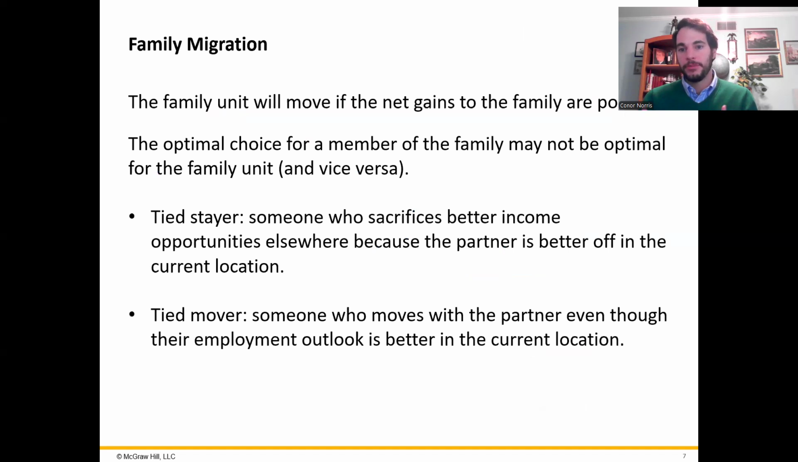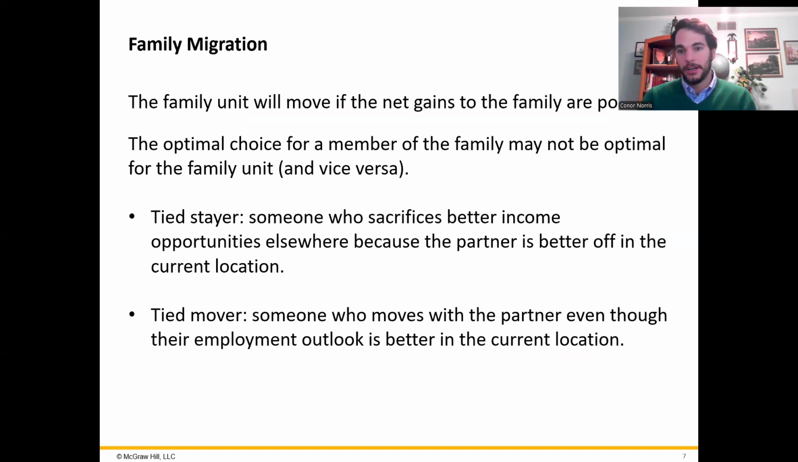Now, family migration becomes more difficult. So for young people, when they're single, it's easy for them to move. They only have to worry about really themselves, what makes sense for them given their career and the costs that they're facing. Of course, some of those costs might involve friends or family members, but these friends or family members won't be actually moving with them. For family migration, we're talking about the whole family unit moving. That is much more difficult.